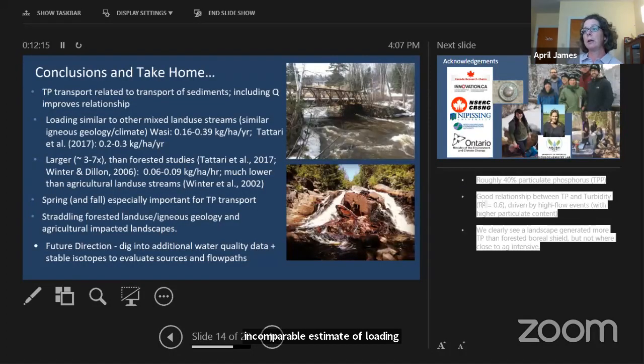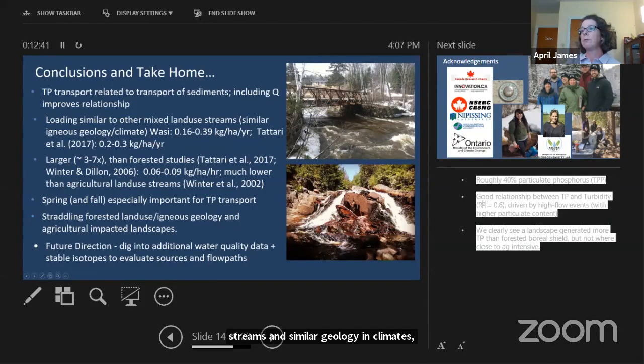So some very quick take-home messages or conclusions. The total phosphorus transport was related in the watershed to transport of sediments, and including discharge improved the regression relationships. The loading was similar to other mixed land use streams with similar igneous geology and climate. So the watershed generated, on average, 0.27 kilograms per hectare.